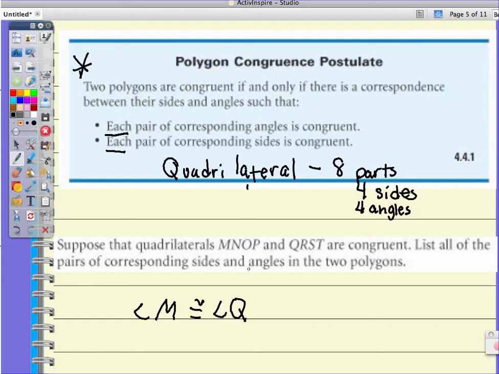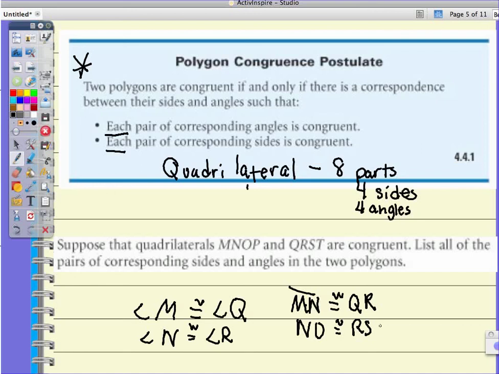And then you go to the second one, and angle N is congruent to angle R. And then you have two more angles, and then you have the four segments. One segment would be MN is congruent to QR. And you have NO is congruent to RS. And again, you could list those four as well.